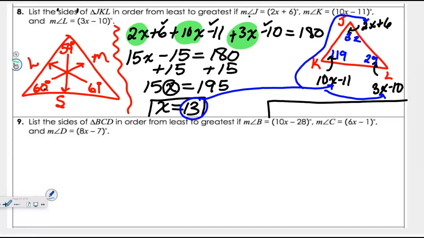So now I'm ready to order the sides from the smallest one. What angle am I going to head across from? The smallest, 29, right? The smallest angle will pop open the shortest side. So JK is the shortest. The middle side will be across from the top angle, so KL or LK. And then, because this is by far the biggest angle, 119, JL will be by far the longest side. What do you think, guys?